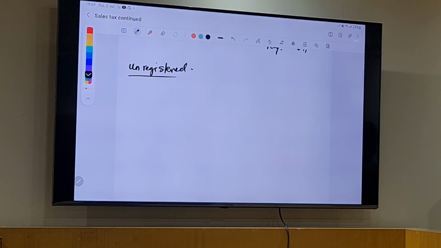Unregistered. Clear? Not like yesterday. Yesterday I felt like it was too much. But today, less. Today it's okay for me. Yesterday I felt a headache.